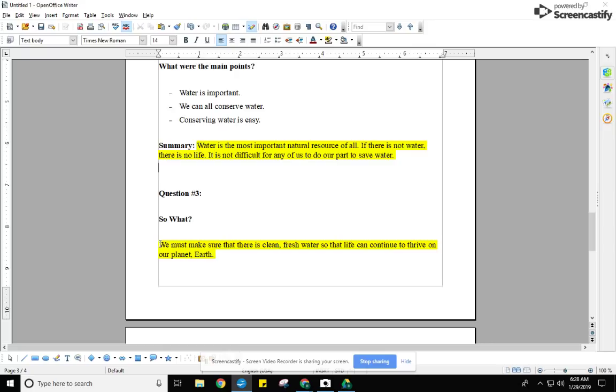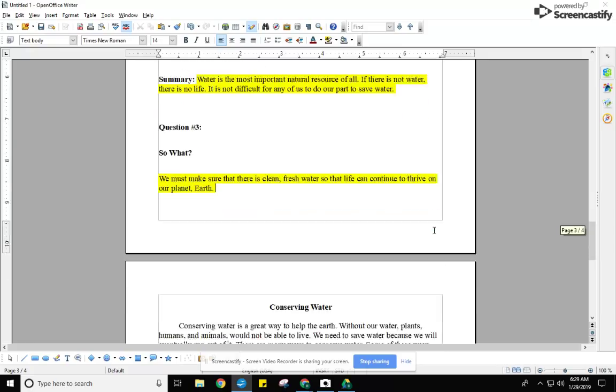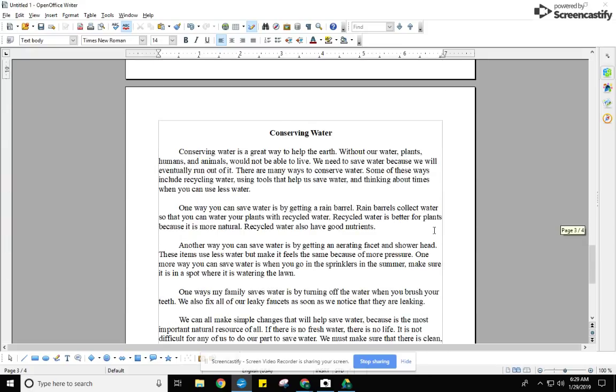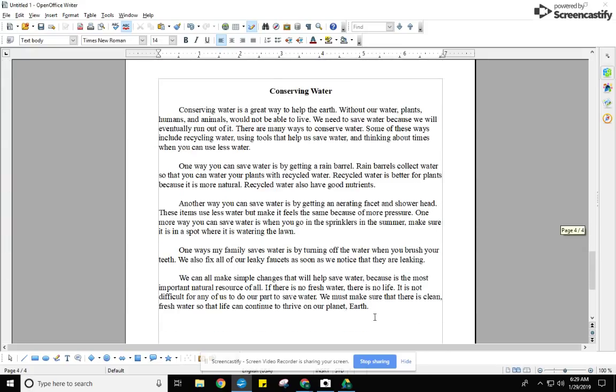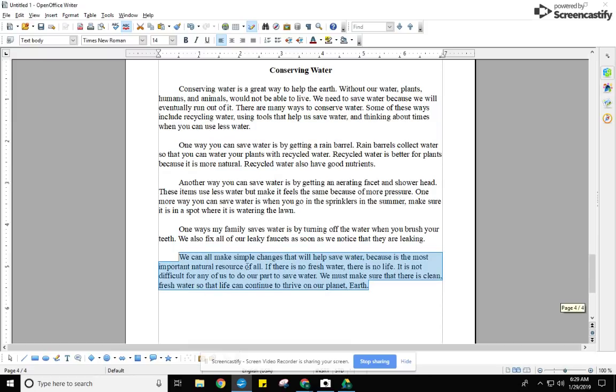I chose to write it this way. You could write it differently, but this is just what I came up with. We must make sure that there is clean, fresh water so that life can continue to thrive on our planet Earth. So let's see what we come up with. This is the entire paper now. You're free to read it. Let's see what the whole conclusion sounds like after we answer those three questions and put it together. It's down here highlighted.